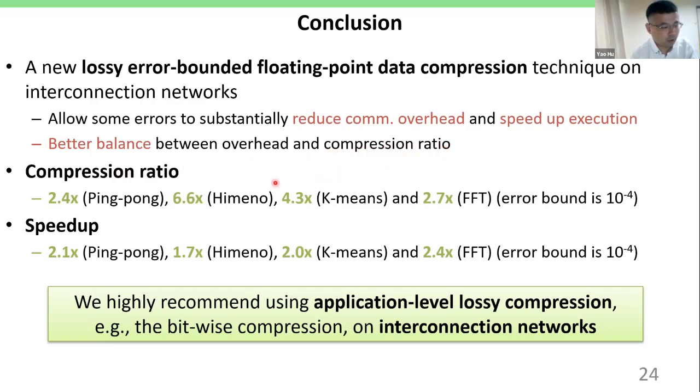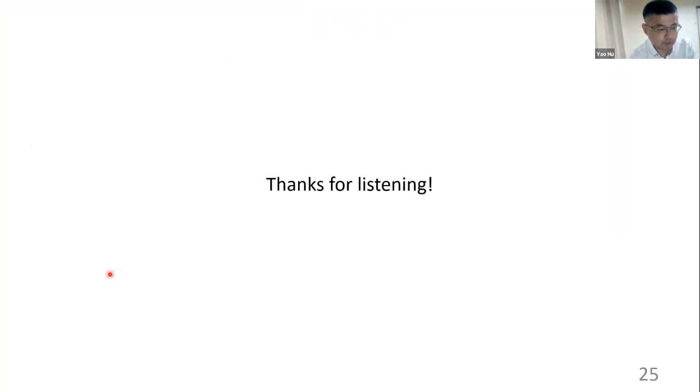And by the evaluation, we get the improvement in terms of the compression ratio and the speed up by using some typical MPI applications. So finally, the conclusion is that we highly recommend using the application level lossy compression like the bitwise compression on interconnection networks. So this is the end of my presentation.